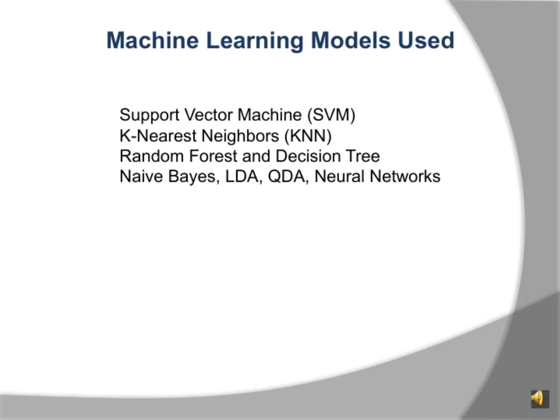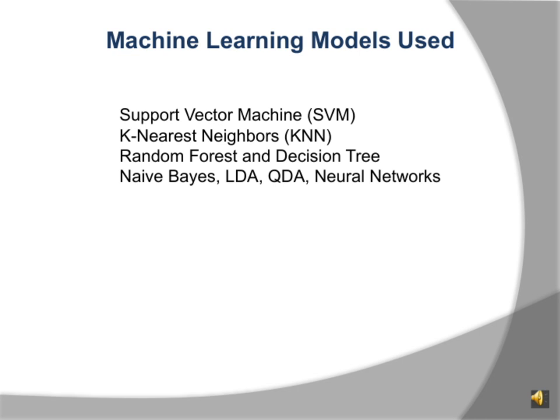Now, let's take a closer look at some of the machine learning models we've used. Starting with Support Vector Machine, or SVM, which is a powerful classifier that works by finding the best boundary, or hyperplane, that separates different classes in the data. It's especially effective when the data is complex and not linearly separable.